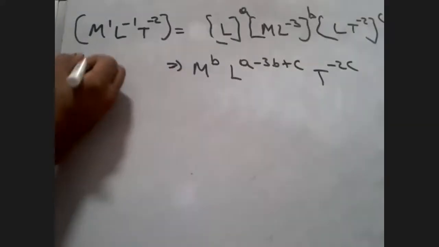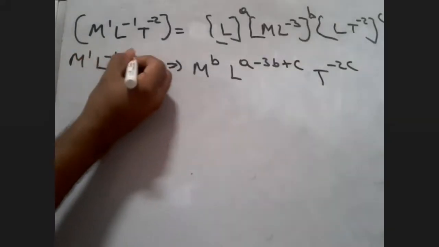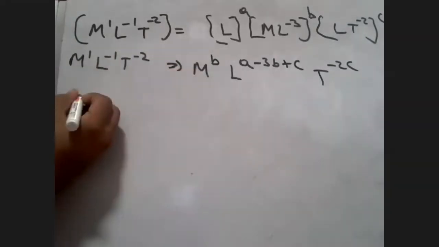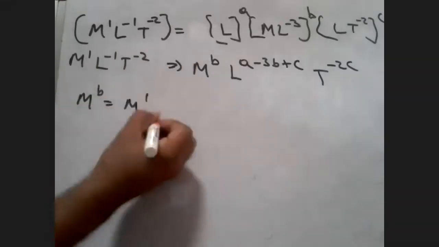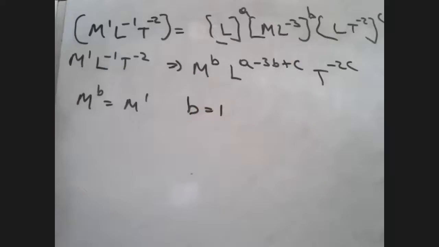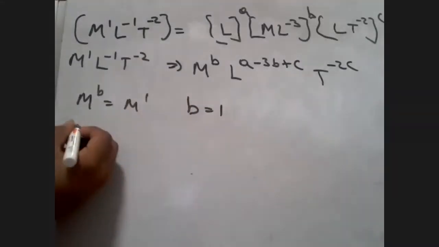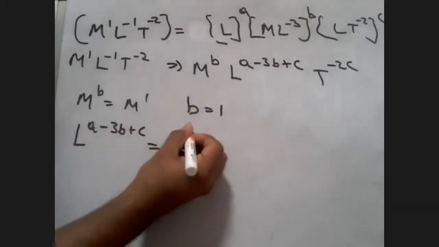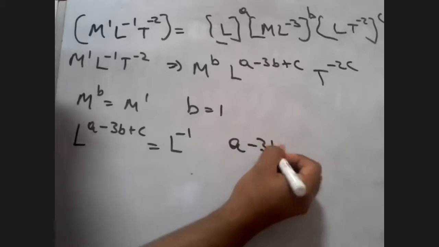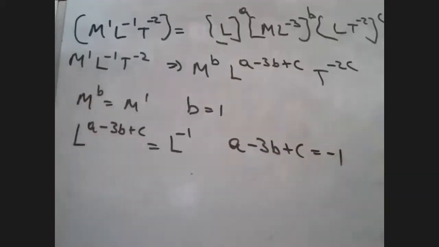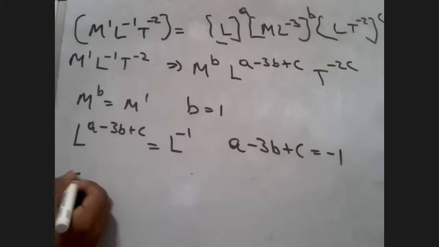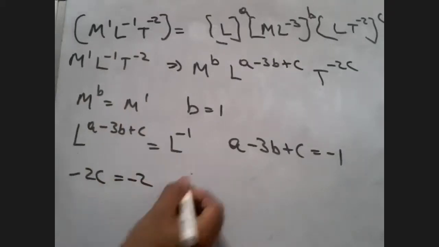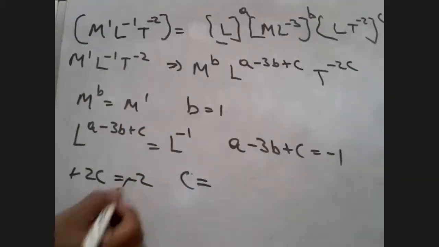Equate each of these to the left hand side: M1, L minus 1, T raised to minus 2. For M, what will you get? M raised to B equals M raised to 1, so I can equate the exponents. B is equal to 1. Next you can do for length. L raised to A minus 3B plus C equals L raised to minus 1. So A minus 3B plus C equals minus 1. Third equation is for T, which is minus 2C. I will do it directly. Minus 2C is equal to minus 2. So what is the value of C, students, from here? C will be, of course, 1.